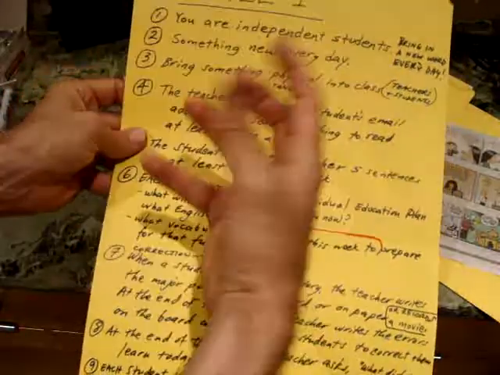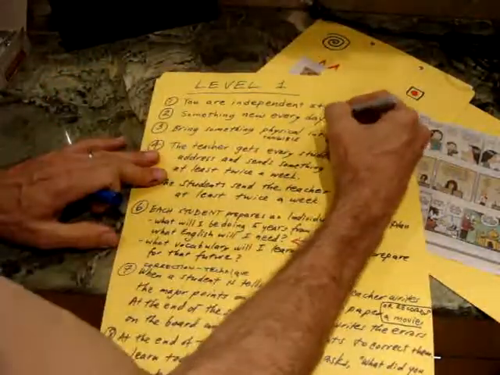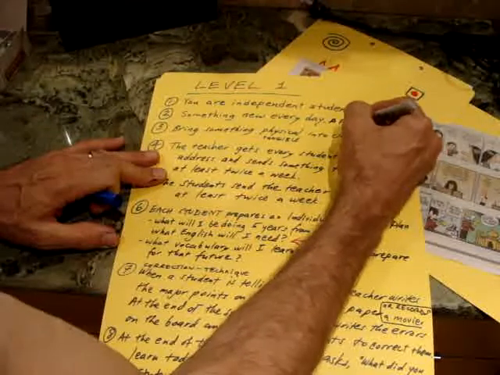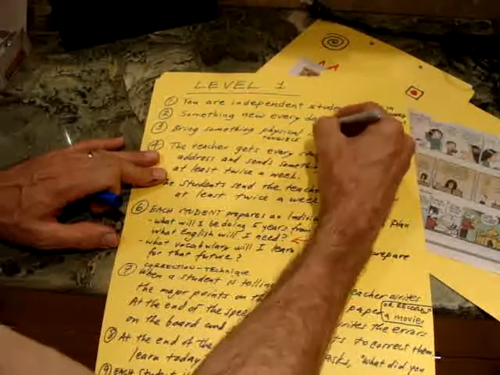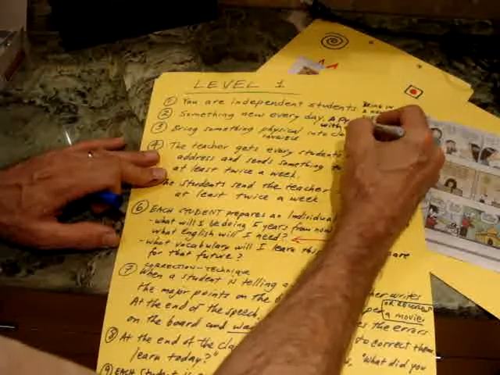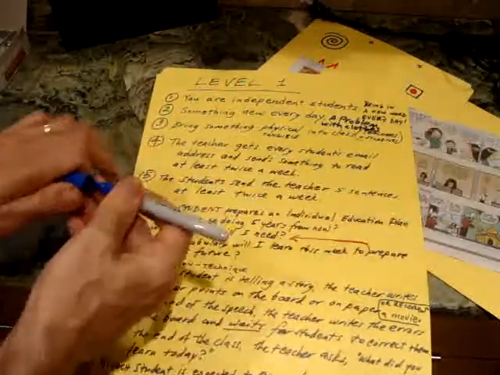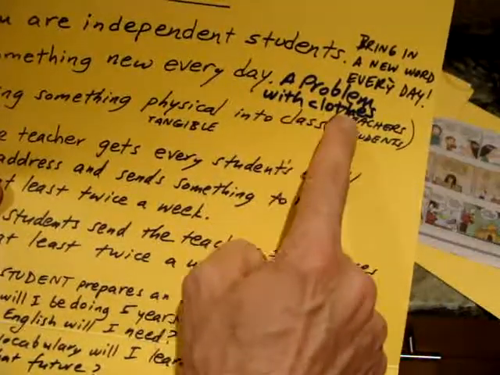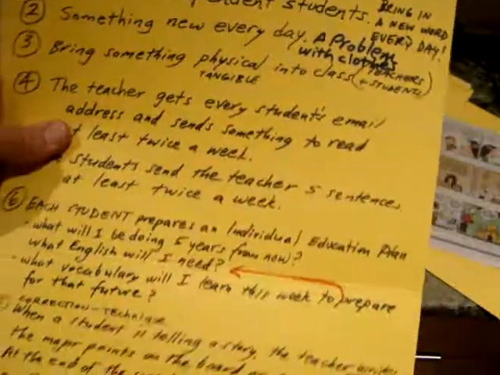Something new every day can also be an action, a problem with clothes. For example, your socks don't match. Your shirt is unbuttoned. You missed a loop in your belt.